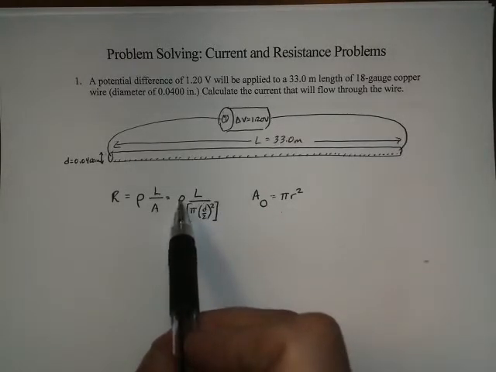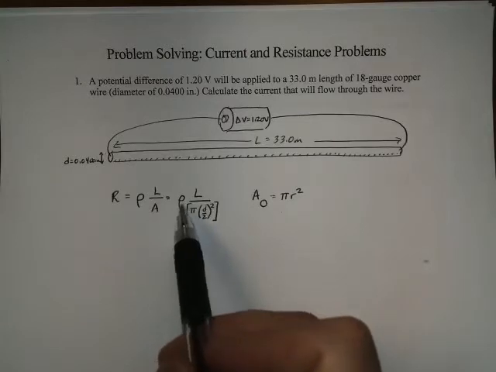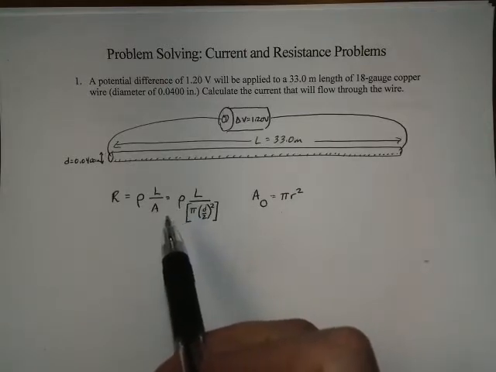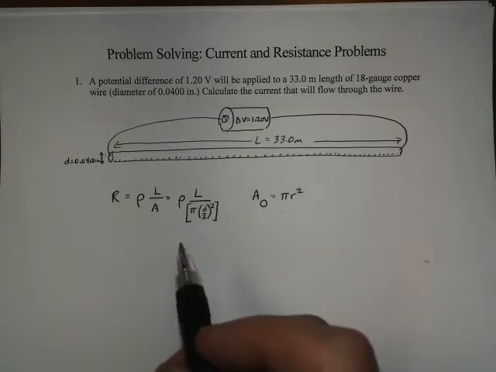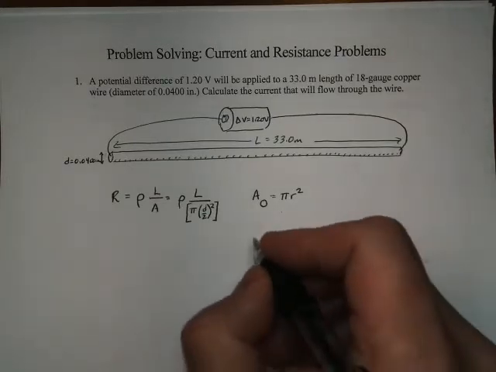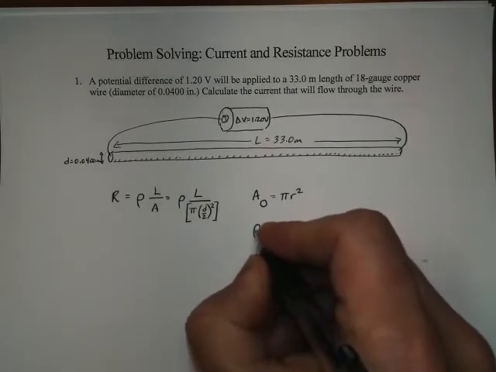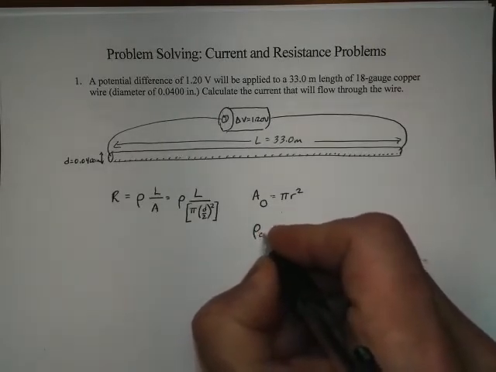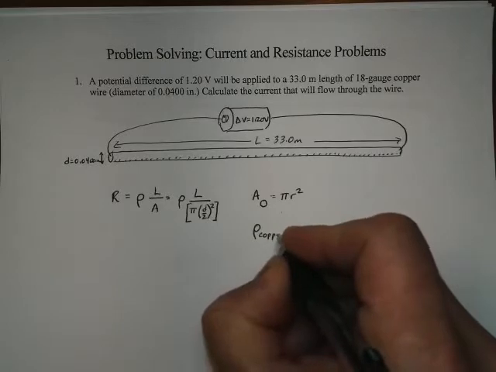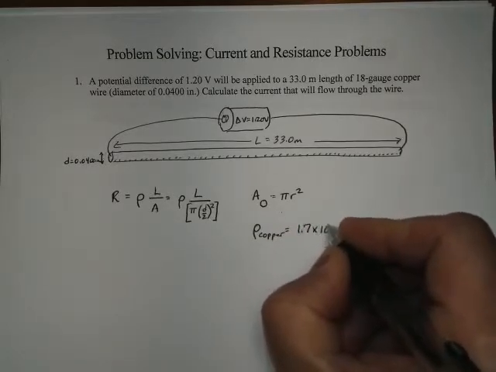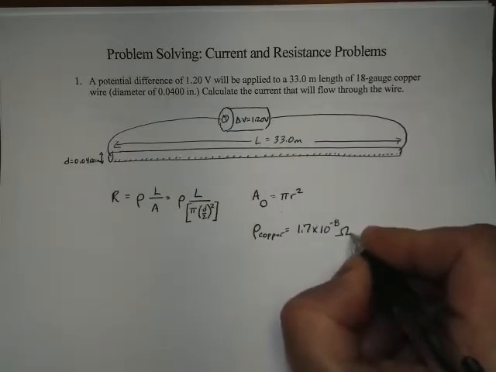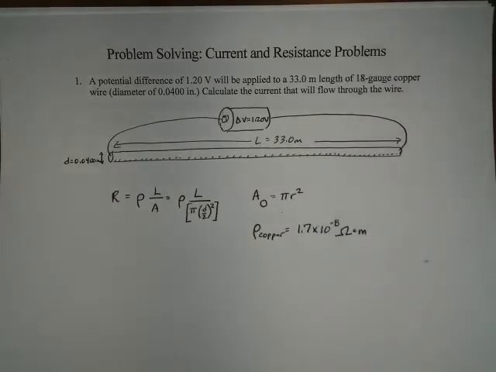We don't know the resistivity, but in this particular instance you can look it up. There's a table of resistivities in chapter 22 of the Knight textbook. Alternately, you can Google. If this were an exam question, that resistivity would be given to you. You wouldn't be expected to know it. But I looked it up in the Knight text, and he lists the resistivity of copper as 1.7 times 10 to the negative 8th ohm meters.